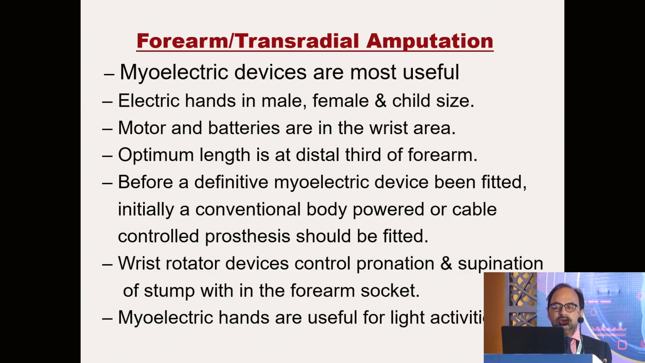Optimum length is the distal third of forearm, and before a definitive myoelectric device has been fitted, initially a conventional body powered or cable controlled prosthesis should be fitted. And wrist rotated devices control pronation and supination of the stump within the forearm socket. And myoelectric hands are used for light activities.